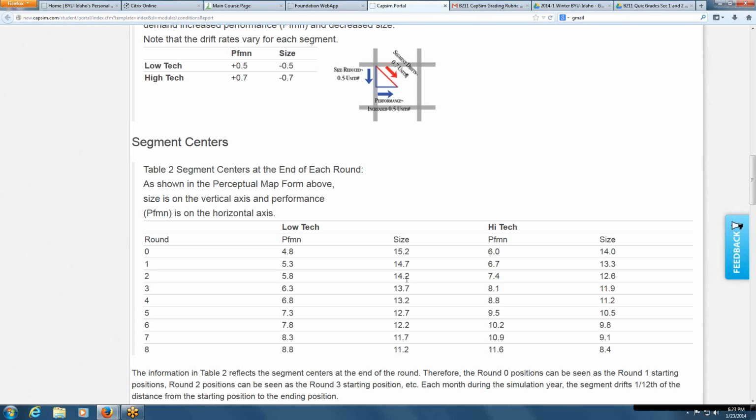Obviously, the low-tech changes 0.5 each round, and the high-tech changes 0.7 each round. So just like it says up here as well. Right. Yeah, thank you for pointing that out.